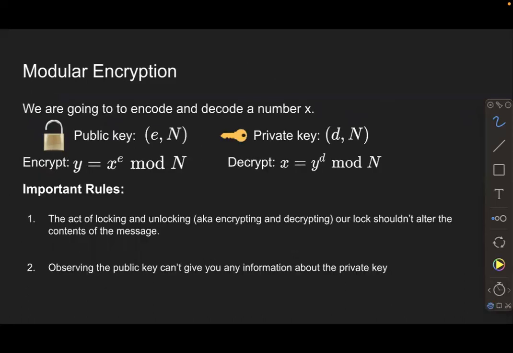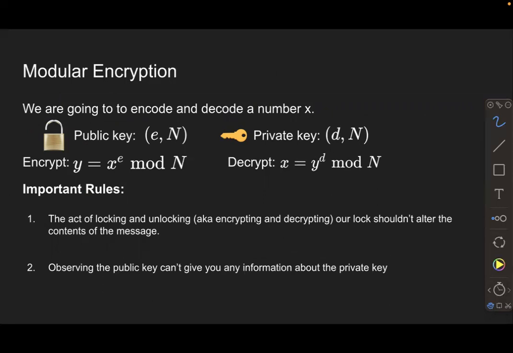So now I'm going to talk more about the actual step-by-step process of, okay, I have a message and I want to encode or encrypt it, and then decode or decrypt it. Say we're just sending the number X, like the number 2 or something like that.